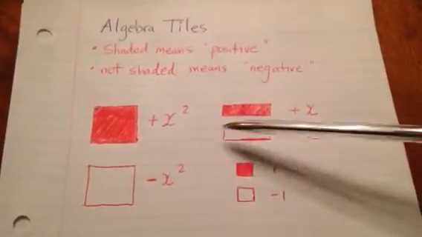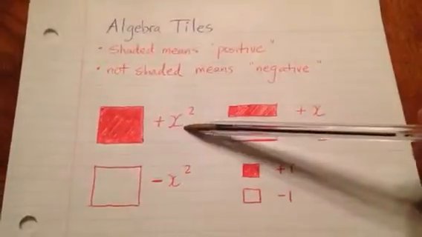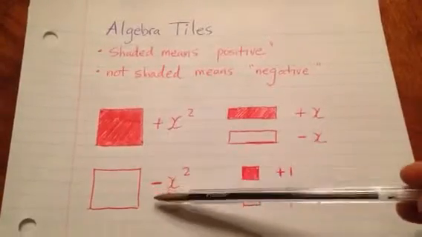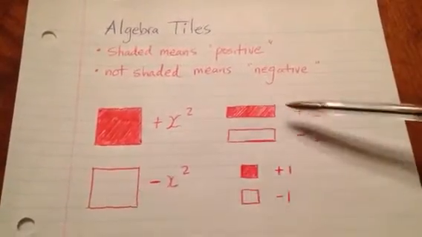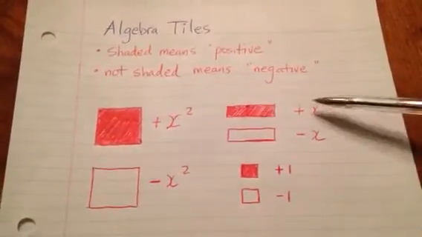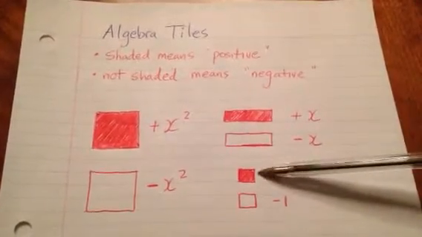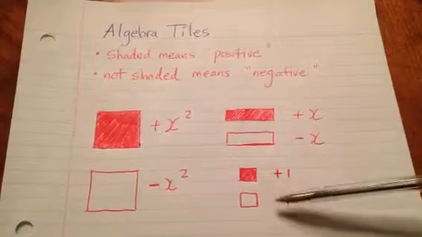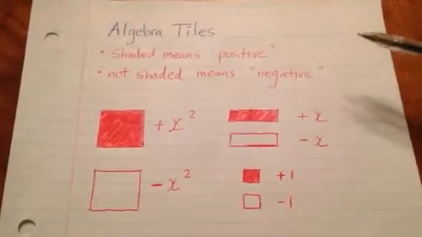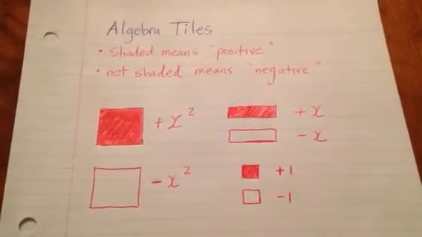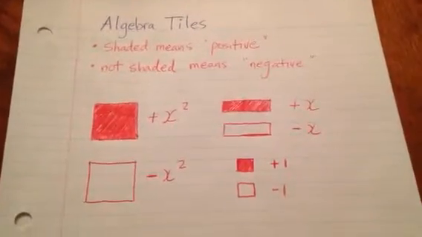So for example, here's our tiles. We have an x squared positive tile. We have a negative x squared here. We have a positive x that looks like that. We have a negative x that looks like that. Positive 1 is like this, and negative 1 is like that. These we have to remember in order for us to be able to represent, which is a useful skill.